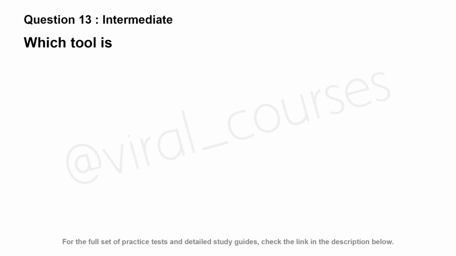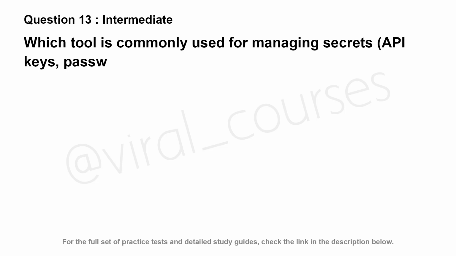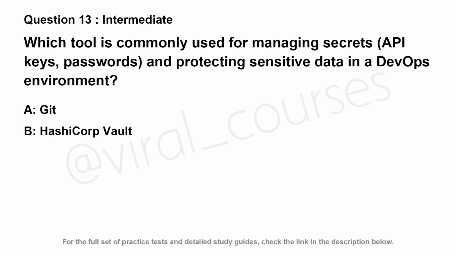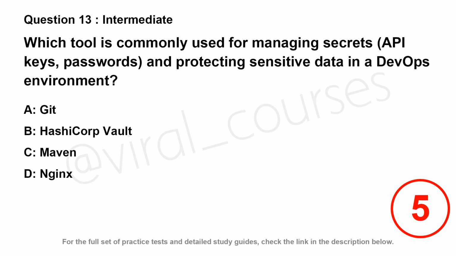Which tool is commonly used for managing secrets, API keys, passwords, and protecting sensitive data in a DevOps environment? Option A, Git. Option B, HashiCorp Vault. Option C, Maven. Option D, Nginx.